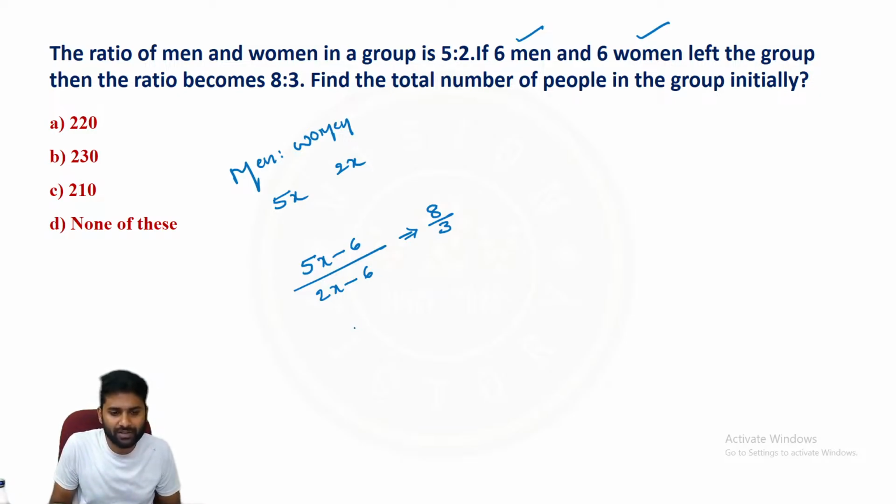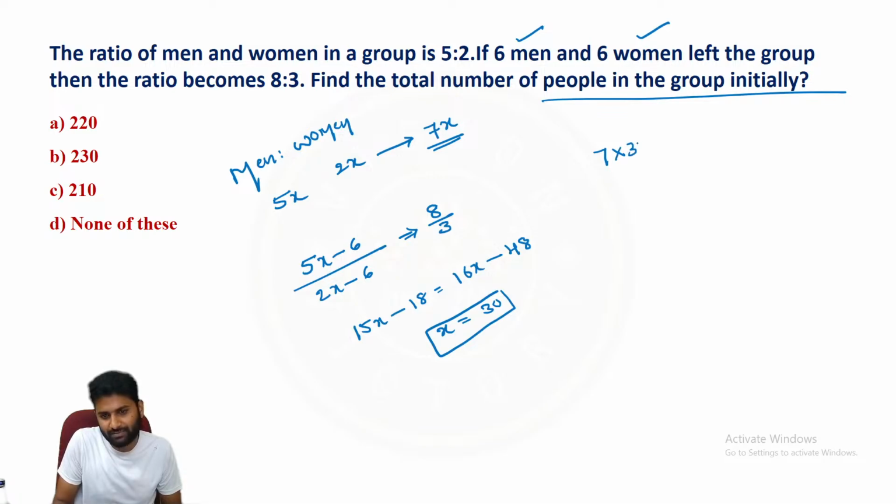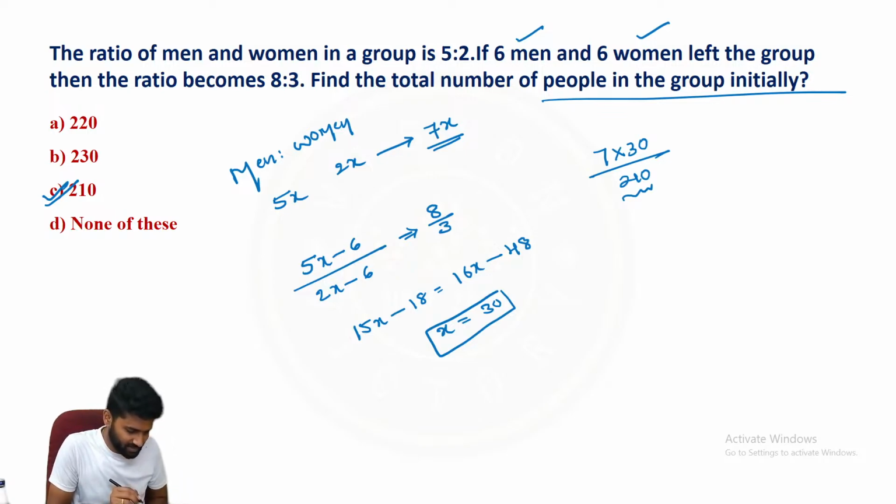Now just cross multiply them. You will get 15x minus 18 is equal to 16x minus 48. Now you will get the value of x is 30. Here the question, find the number of people in the group initially. The total number of people in the group is 7x. If 7 is multiplied with 30, it is 210. 210 is the correct answer. Ramesh, it's 210. Just check your calculation. The total number of people is 210.